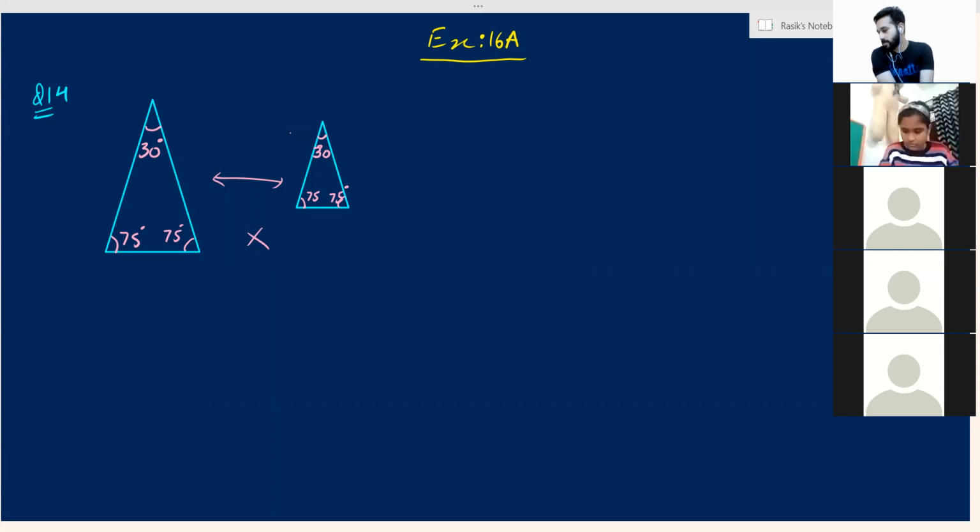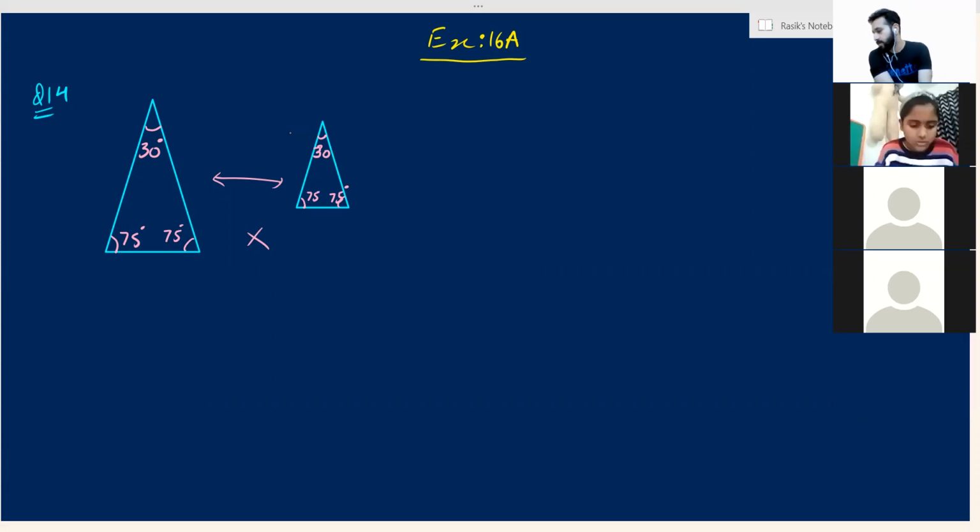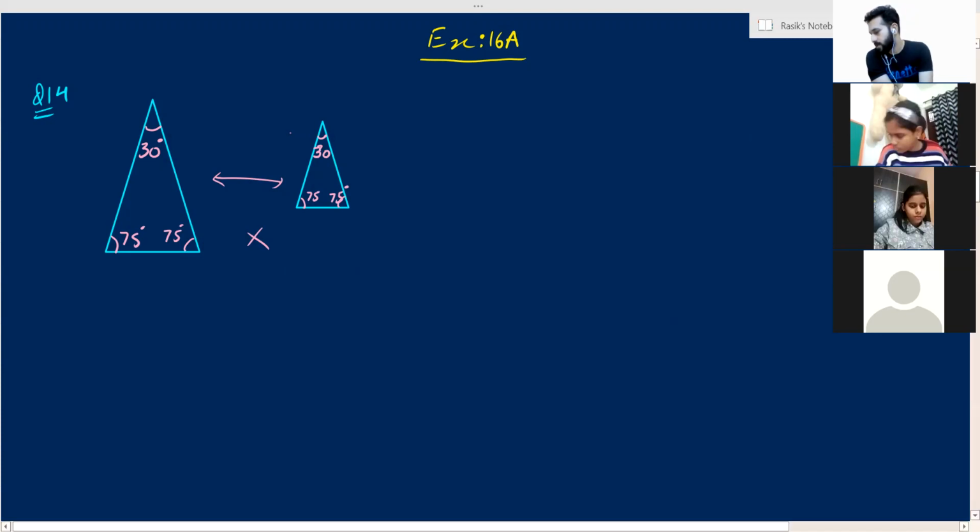Triple A, that means all angles equal. So you can say that triple A is not a valid criteria to prove congruency. No beta, these questions are to be done in the book only. So you make a small figure for question 14 in the space given in the book somewhere, and just give a small reason: triple A is not a valid criteria to prove congruency.